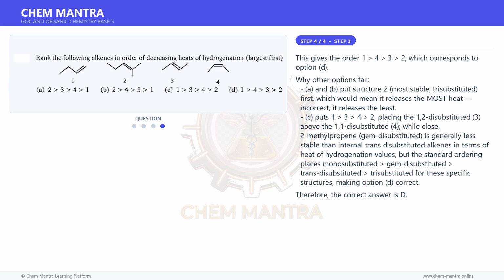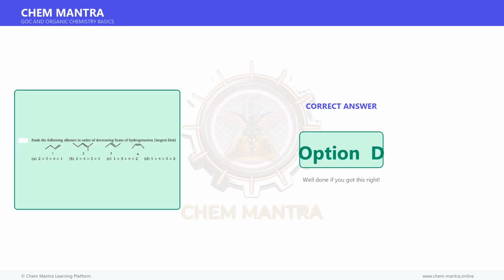C puts 1, 3, 4, 2, placing the 1,2 disubstituted, 3 above the 1,1 disubstituted, 4. While close to methylpropene, gem disubstituted is generally less stable than internal trans disubstituted alkenes in terms of heat of hydrogenation values, but the standard ordering places monosubstituted, gem disubstituted, trans disubstituted, trisubstituted for these specific structures, making option D correct. Therefore, the correct answer is option D.